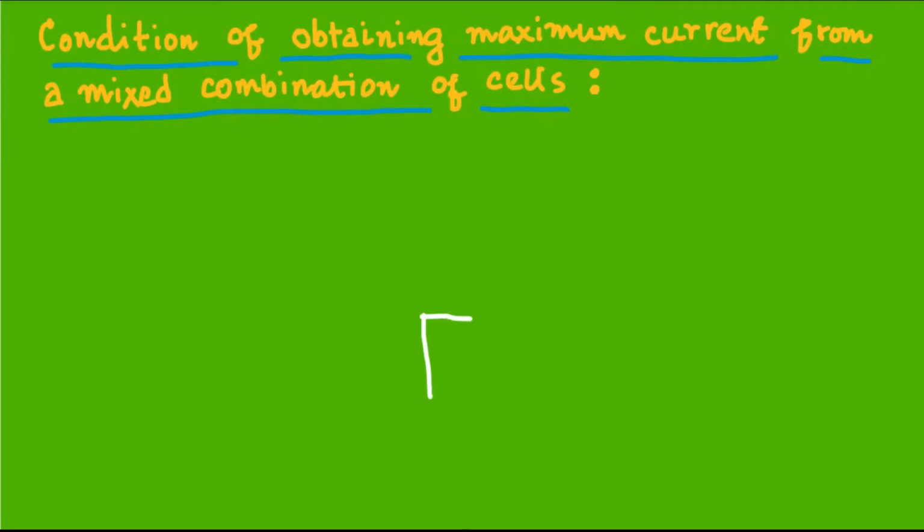Condition of obtaining maximum current from a mixed combination of cells. For that we can draw a diagram. We can draw a diagram that is a mixed combination of a number of cells. So these are the cells in a row.